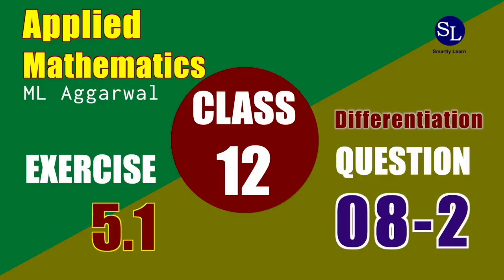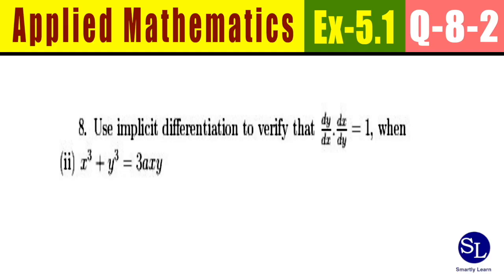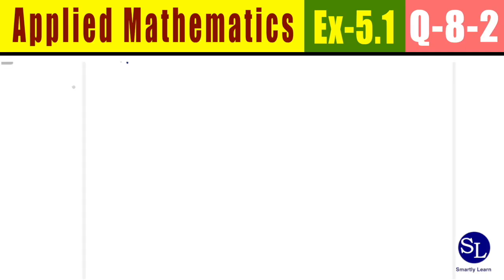In this video, let's see how to solve the second subdivision in question 8 in exercise 5.1. Use implicit differentiation to verify that dy by dx into dx by dy is 1, when the function here is x cube plus y cube is equal to 3axy. So let's first write down what is given to us. We are going to find out for x cube plus y cube is equal to 3axy.